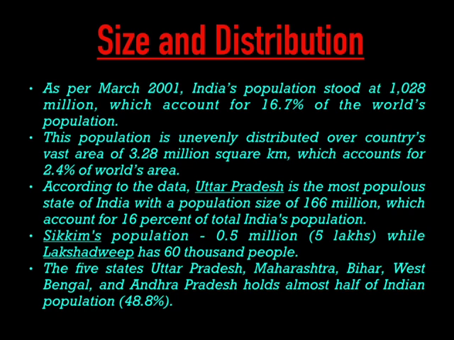According to the data, UP is the most populous state of India with a population size of 166 million, which accounts for 16% of India's total population. Sikkim's population is 0.5 million, or 5 lakhs, while Lakshadweep has only 60,000 people. The five states, that is UP, Maharashtra, Bihar, West Bengal, and Andhra Pradesh, hold almost half of the Indian population according to the census of March 2001.